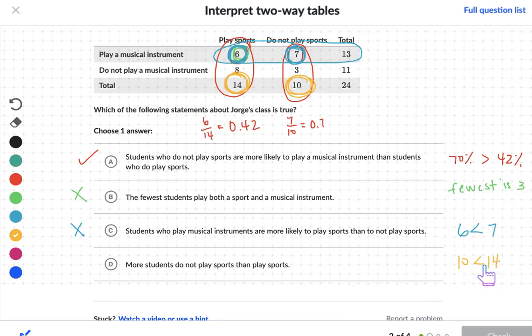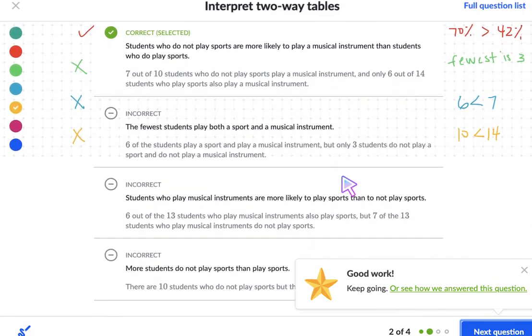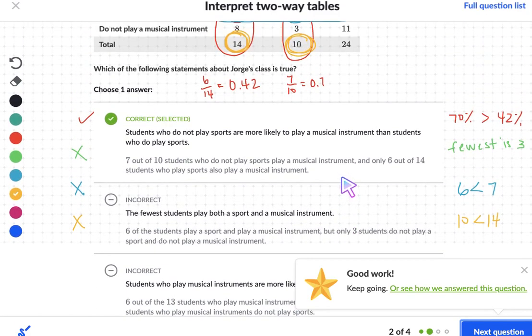More students, no, that's false. More students do play sports. Okay, so that leaves us with A. And I wanted to check all of them just in case there was another one that did also kind of make sense, because when we do put in the relative frequencies, sometimes the way they write a statement would sound good, so it's an initial check, but later on when you read it again, you're like, oh wait, I didn't read it correctly. Okay, let's do one last one.